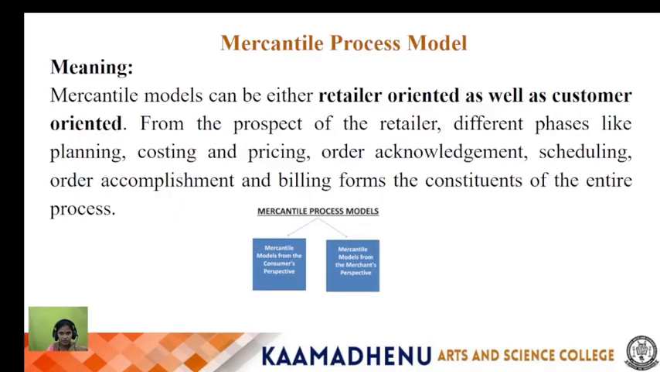Next, meaning of mercantile process model. Mercantile models can be either retailer oriented as well as customer oriented. From the perspective of the retailer, different processes like planning, costing and pricing, order acknowledgement, scheduling, order accomplishment and billing form the constituents of the entire process.